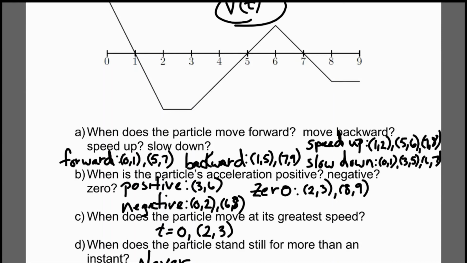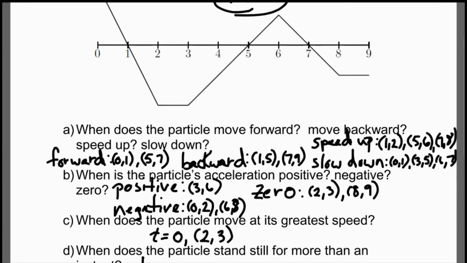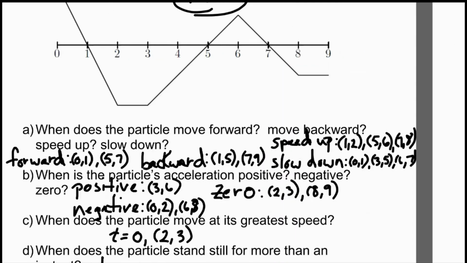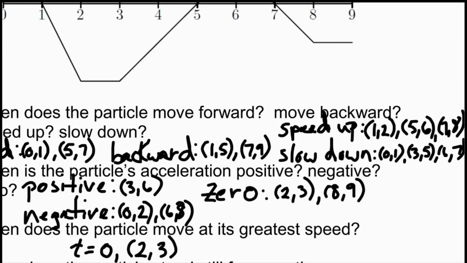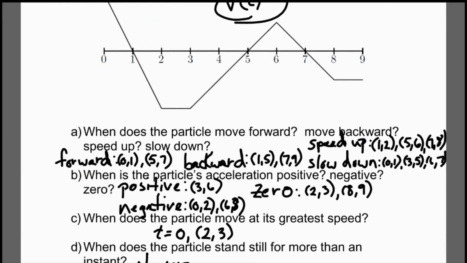If I have a negative velocity, I'm moving backward. So that's where those intervals came from. Now, for the speeding up and slowing down, because we just have a velocity graph, what we're looking for is: are we moving towards the time axis or away from the time axis as we read the graph from left to right? If we're moving toward the time axis, we're slowing down. If we're moving away from the time axis, we're speeding up. Okay, so that's where those solutions came from.